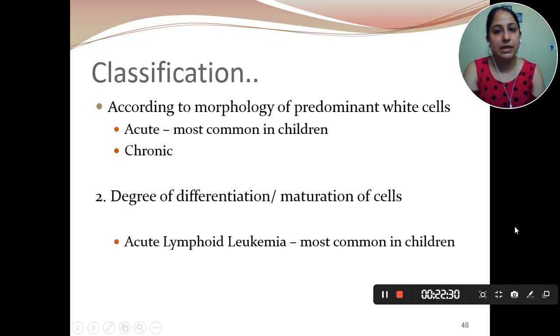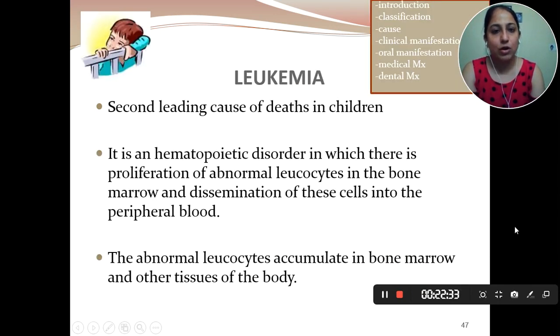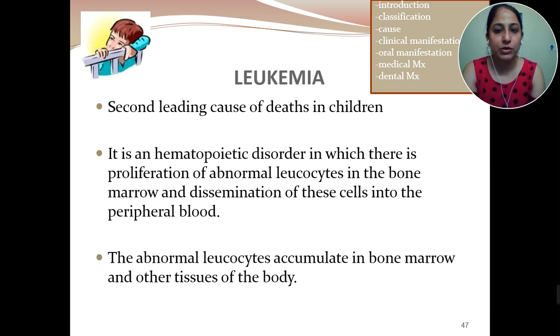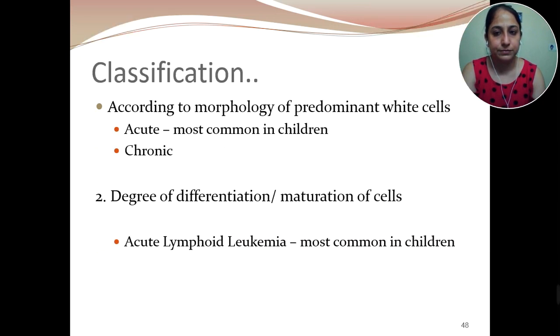Leukemia. It is the second leading cause of deaths in children. It is a hemopoietic disorder in which there is proliferation of abnormal leukocytes in the bone marrow and dissemination of these cells into the peripheral blood. The abnormal leukocytes accumulate in the bone marrow and other tissues of the body. It can be classified as acute and chronic. Acute is most common in children, and second classification is based on the degree of differentiation or maturation of cells.